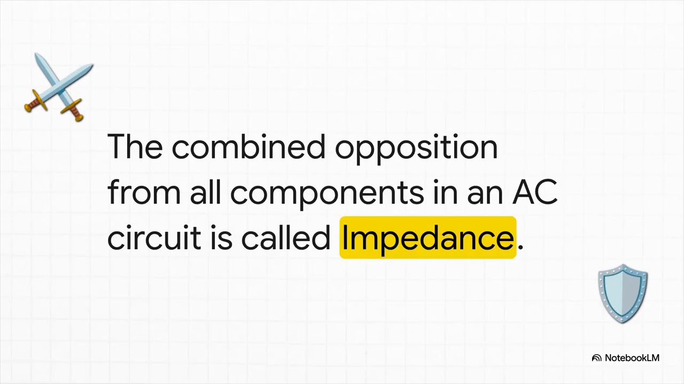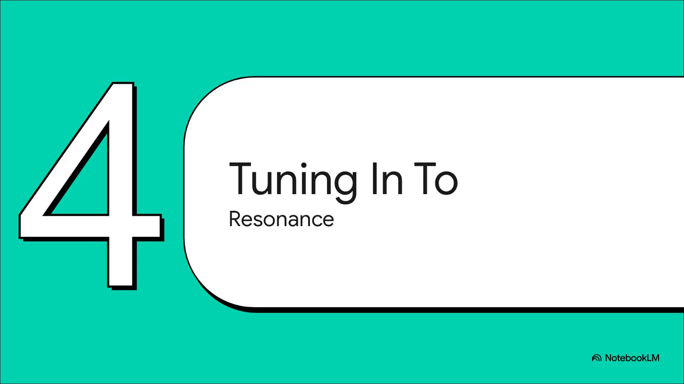So what you have in pretty much any real-world AC circuit is this constant battle, this tug of war. The inductor is trying to hold the current back, the capacitor is trying to push it forward, and the resistor is just trying to slow the whole thing down. This combined total opposition to the current has a special name. We call it impedance. Now, this internal fight, it sounds pretty inefficient, doesn't it? But what if we could actually harness it? What if we could make these opposing forces cancel each other out perfectly?